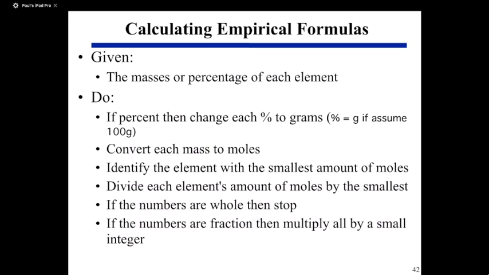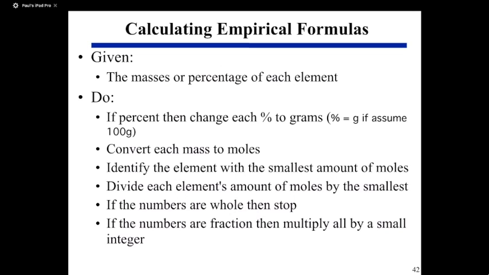We change the percentage to grams. The reason why we do this is we assume, and this is really easy math, if I had 100 grams of it and I had 10% one and 90% of the other, well, that's 10 grams of one and 90 grams of the other. It's math without really having to do math. That's why we assume we had 100 grams, because it's easy. Second, we convert each mass of every element into moles of that element. That's mathematical.